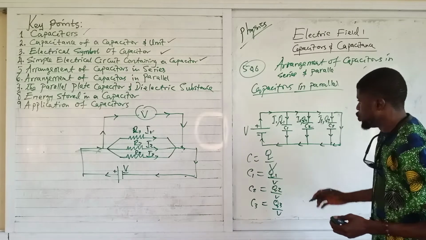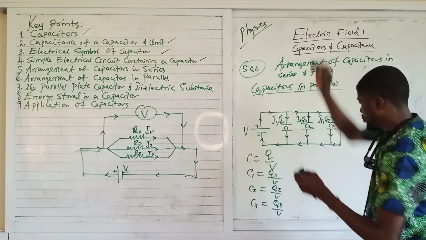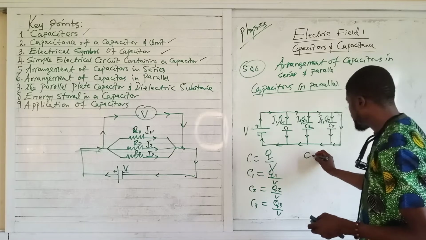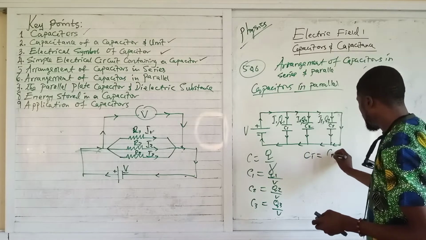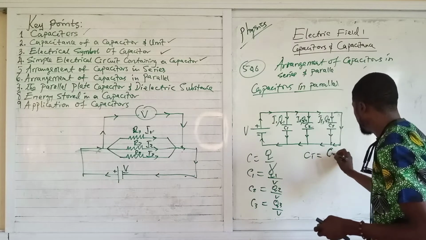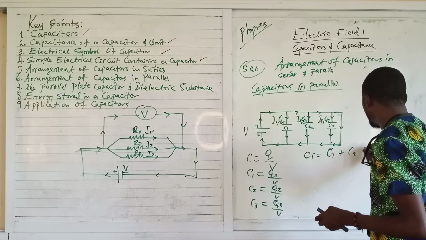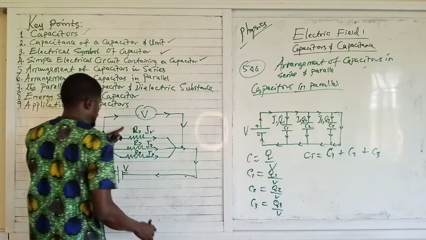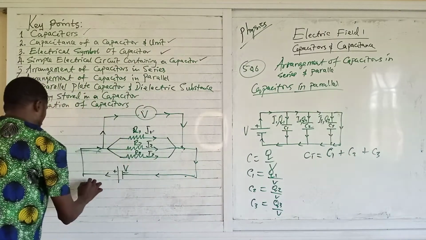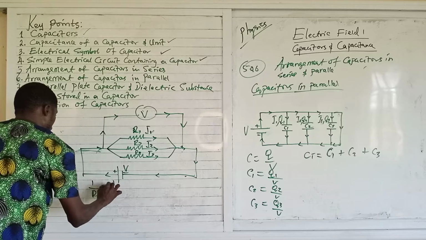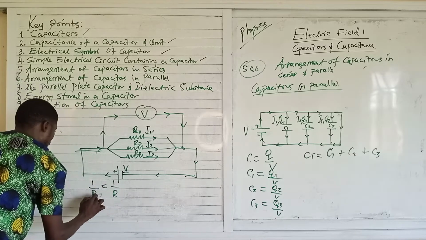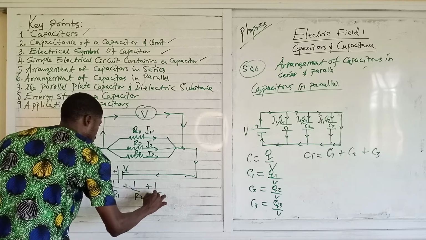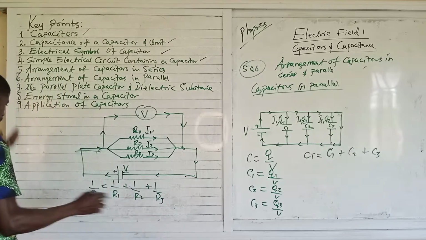Do you understand? So the total capacitance in the circuit, we have CT equals C1 plus C2 plus C3. For resistors, the total resistance here will be 1 over RT is equal to 1 over R1 plus 1 over R2 plus 1 over R3. That is that for that.